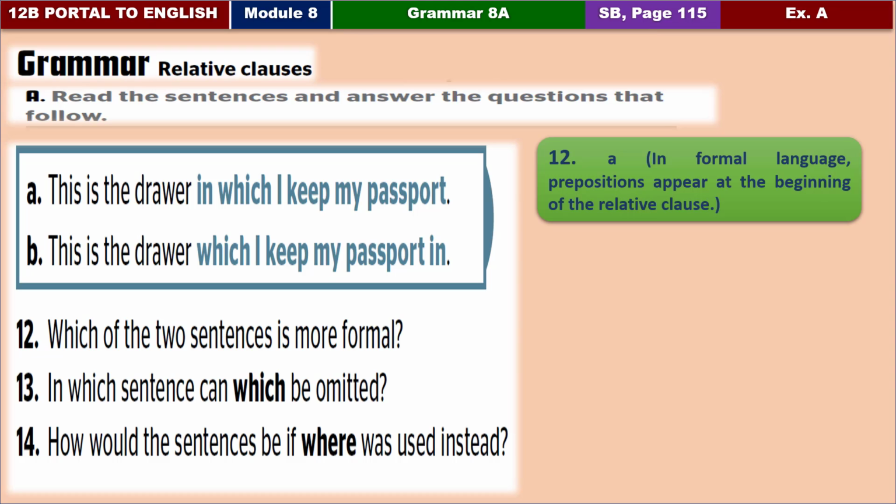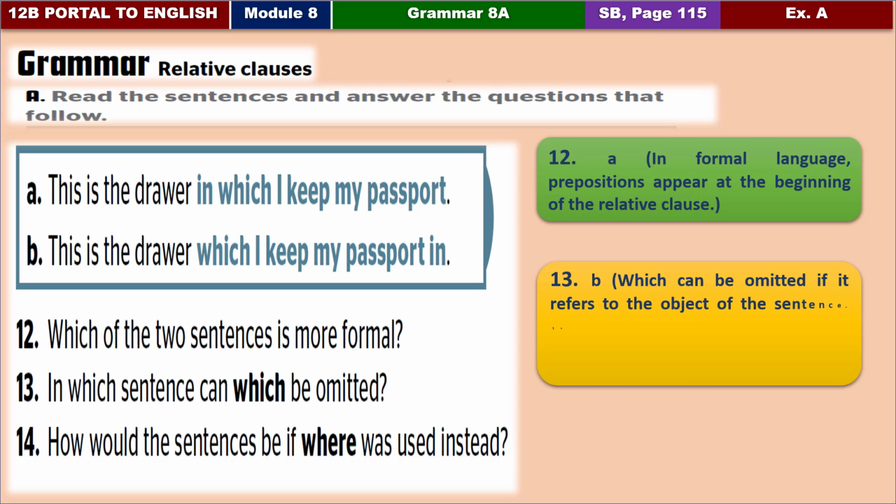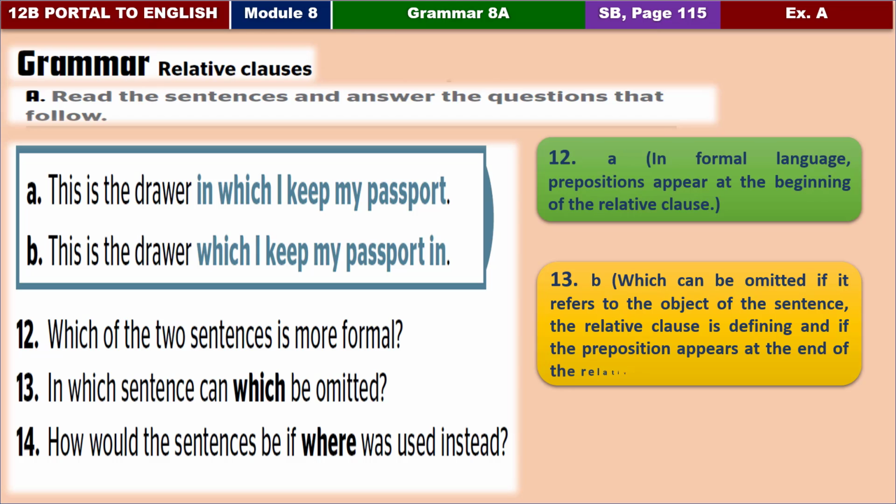In which sentence can which be omitted? Yes, sentence B. Which can be omitted if it refers to the object of the sentence, if the relative clause is defining and if the preposition appears at the end of the relative clause.